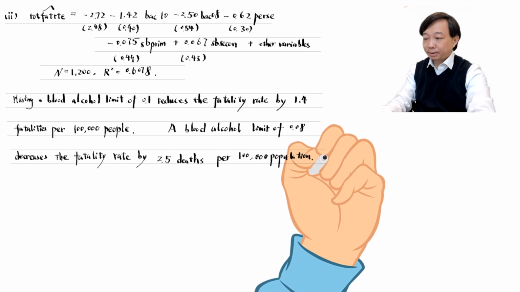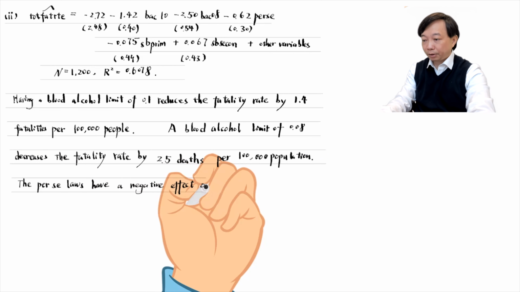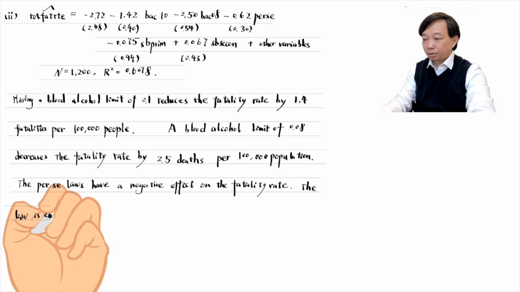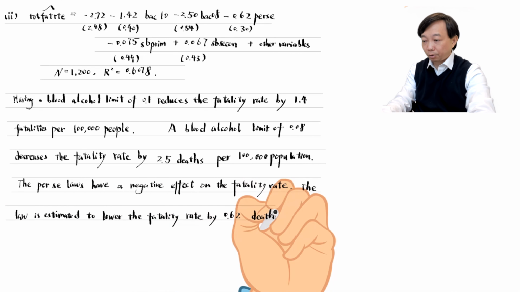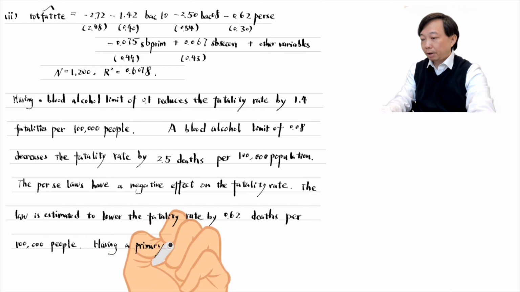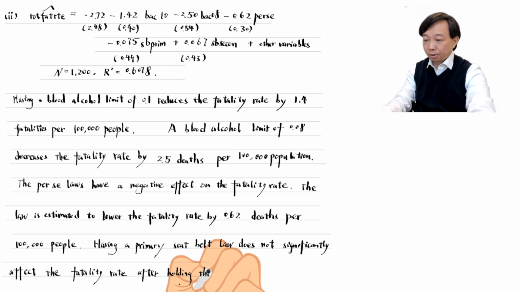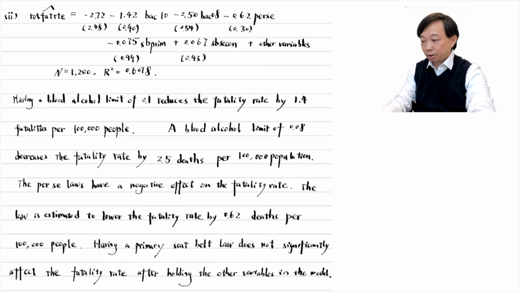The effects are statistically significant at the 1% level. The per se laws have a negative effect on the fatality rate. The law is estimated to lower the fatality rate by 0.62 deaths per 100,000 people. The effect is statistically significant at the 5% level. Having a primary seatbelt law does not significantly affect the fatality rate after controlling for the other variables in the model.